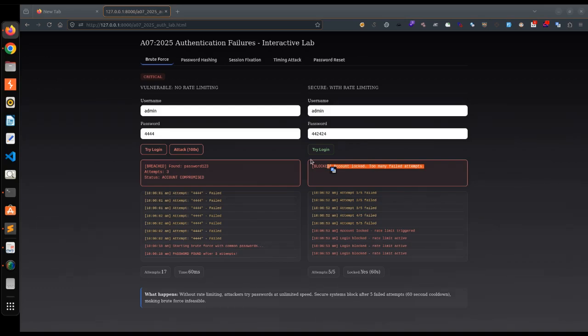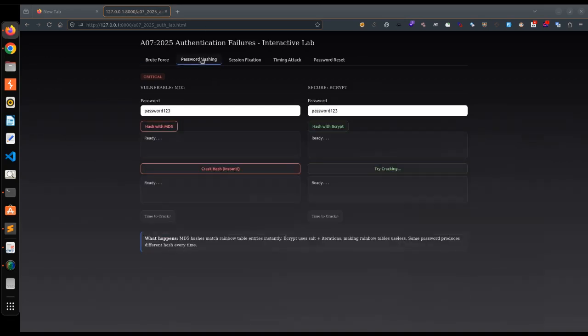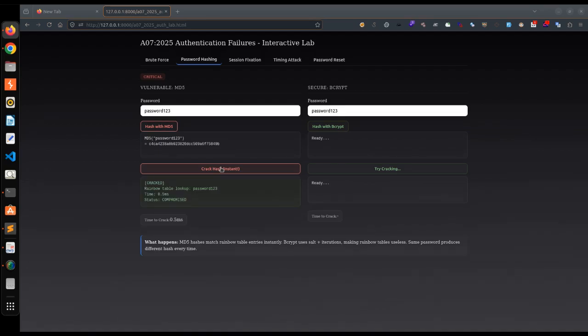So now let's switch to the password hashing tab. This really shows the difference on the vulnerable site. I hash a password and then immediately crack it using a rainbow table instantly.